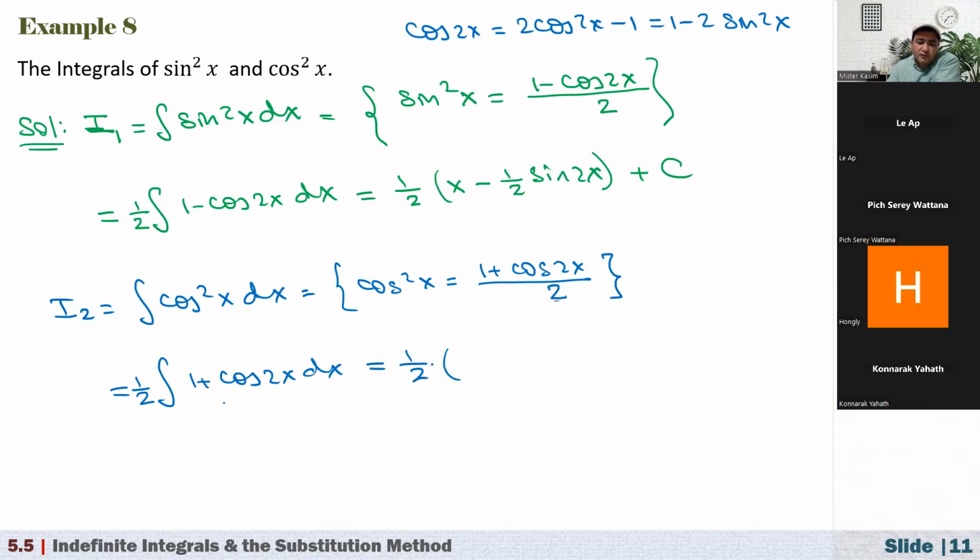So that's equal to 1 over 2. Now we can ask ourselves, what function's derivative is 1? It is x. Plus, what function's derivative is cosine function? It is sine function, right? So that is 1 over 2 sine of 2x, plus c.